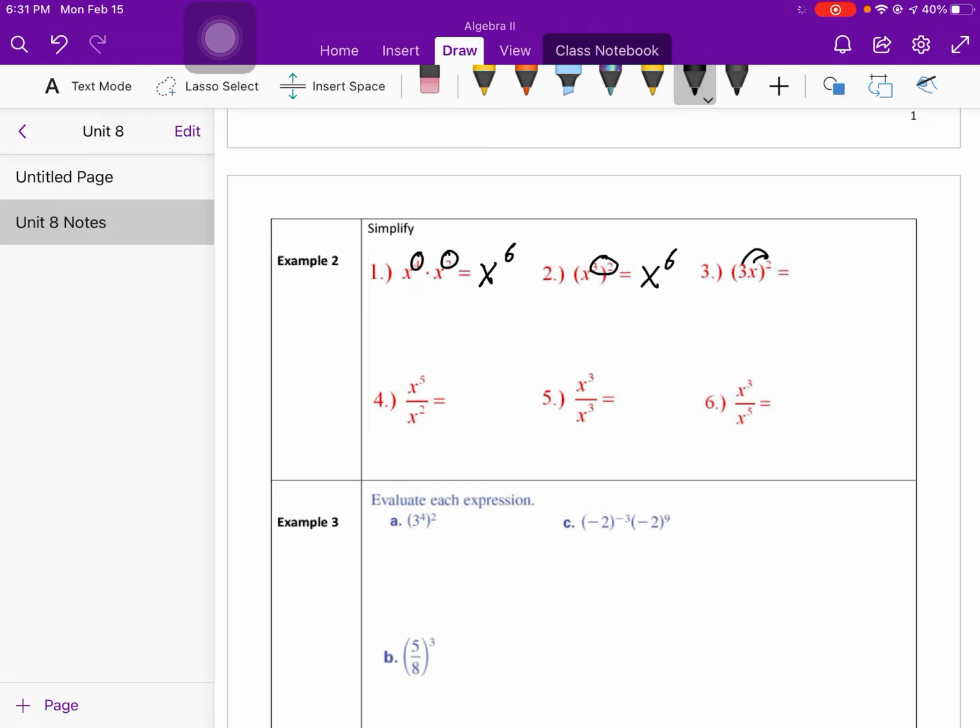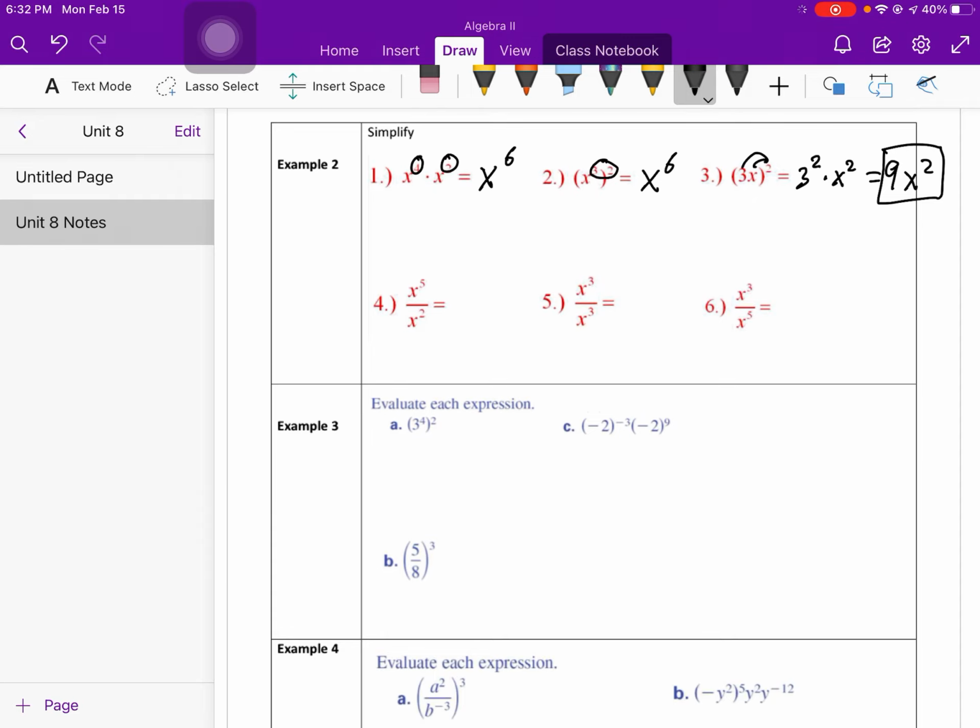This one is where you have to be careful because there's actually 2 terms inside the parentheses. So this is the same as 3 squared times x squared. We have to make sure the 2 is affecting both. 3 squared is 9, x squared stays the same. So this would be our answer right here.